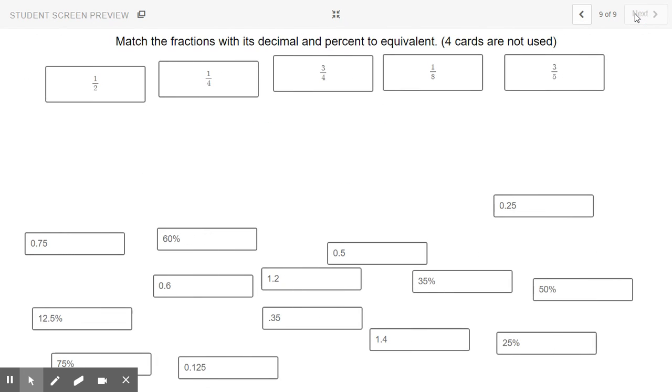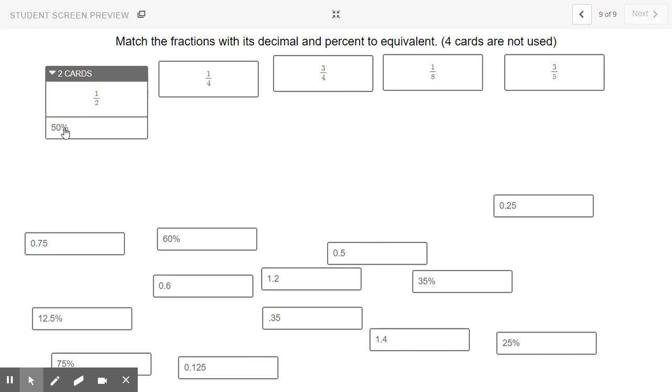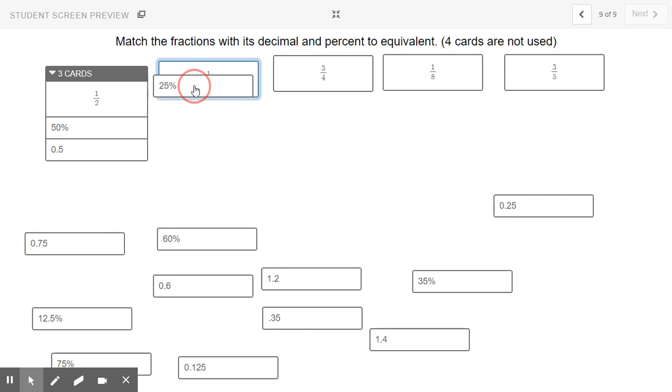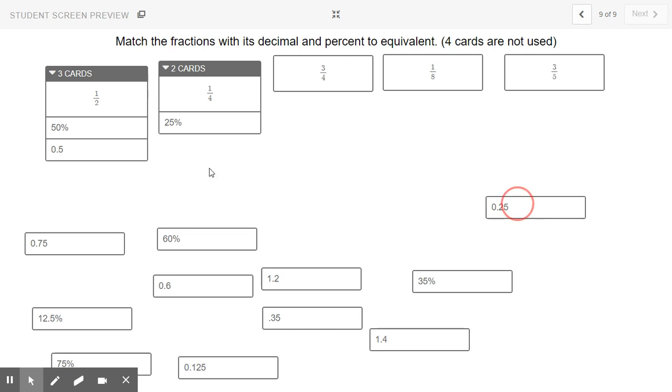Match the fractions with their decimal and percent equivalents. I put all the fractions on top. 1/2 equals 50%. To change 50% to a decimal, get rid of the percent and move the decimal twice to the left because you're dividing by 100. So it's 0.50 or just 0.5. You don't need that 0 after the 5. 1/4, think of quarters, that's 25%, and the decimal form of that is 0.25.